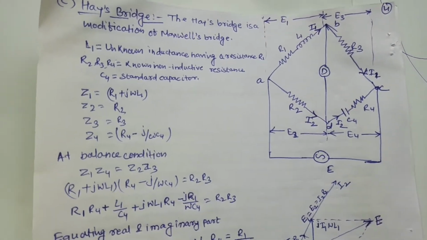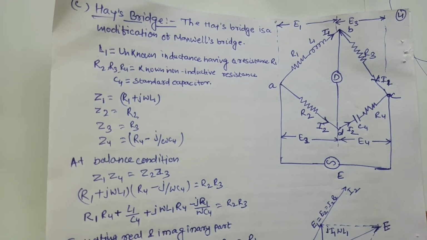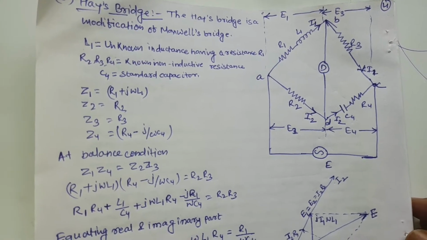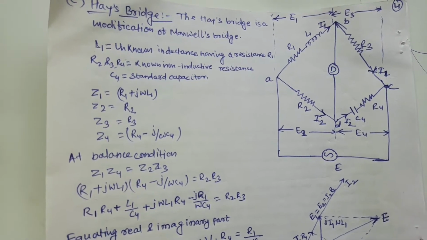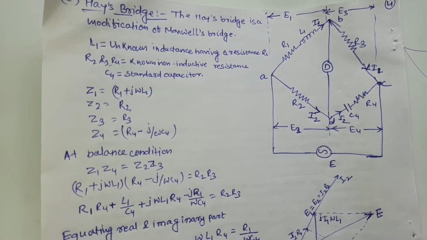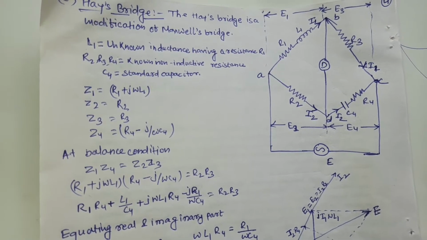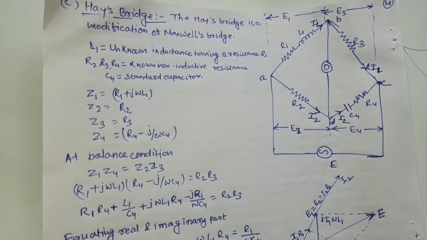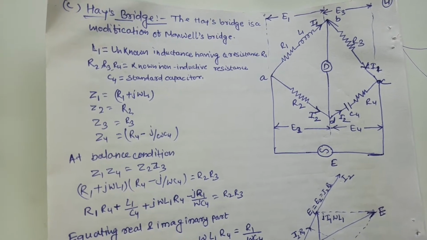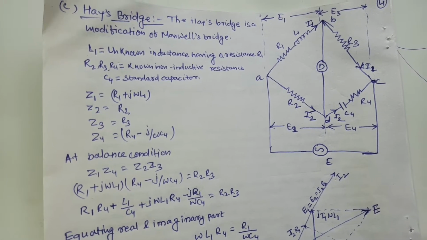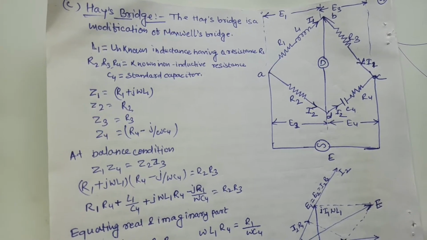The circuit diagram of the bridge is given. Suppose L1 is the unknown inductance having an internal resistance R1, R2 and R3 are known resistances, and C4 and R4 are a variable capacitor and resistance. In this method we see that the capacitor and resistor are in series, whereas in Maxwell's inductance capacitance bridge the capacitor is connected in parallel.